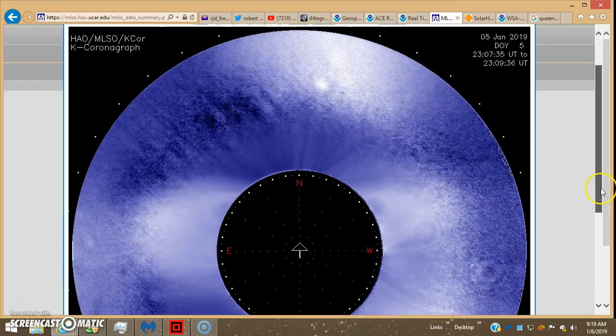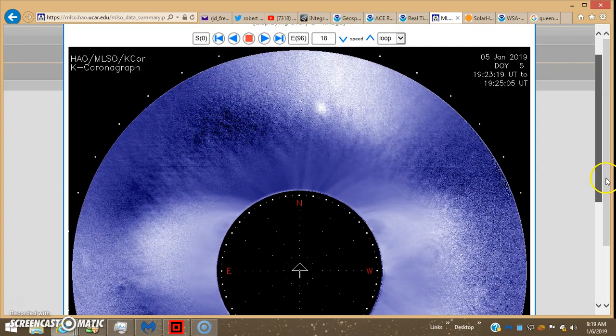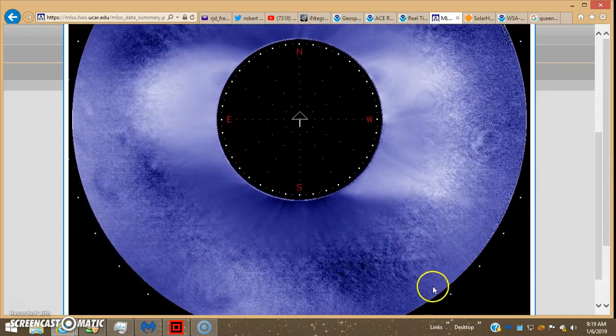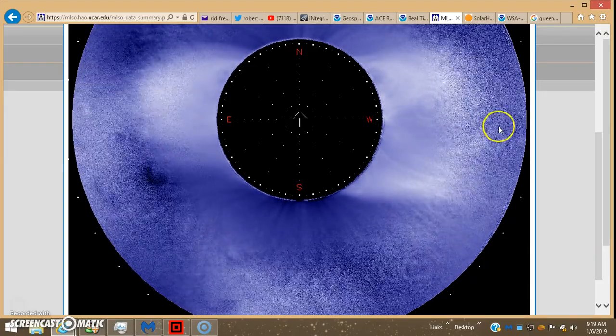Here's the latest run from yesterday. It's like about a 7 hour run. Got it on a loop. It's playing at 90 frames. Here's some of these large objects, one of which could be the one that passed ACE on the 16th.